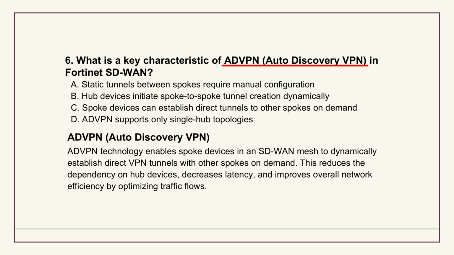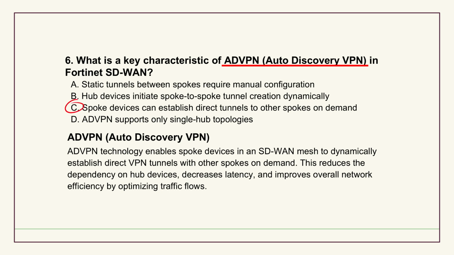So what's the key technical thing that makes AD-VPN work? How do those spokes connect directly? The core idea, based on the sources, is that spoke devices can establish direct tunnels to other spokes on demand. On demand, so not pre-configured. Correct. If spoke A needs to send, say, voice traffic to spoke B, they don't have to hairpin it through the hub. Instead, they can dynamically negotiate and build a temporary direct IPsec tunnel just between themselves.